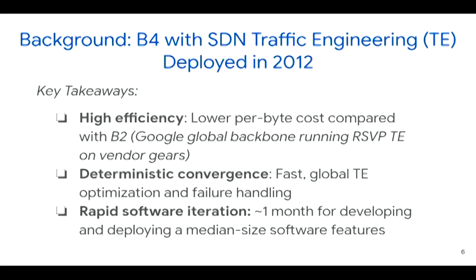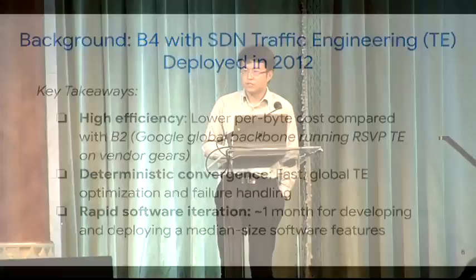So this central control of B4 traffic engineering pathing has proven to be invaluable. For example, it provides much higher efficiency compared with B2, which is Google's global backbone running RSVP on vendor gear. And because it makes more efficient use of the network resources, we can significantly reduce the per-byte cost. Also, the centralized controller offers more predictable behavior in terms of network convergence. And this platform also enables fast feature velocity.